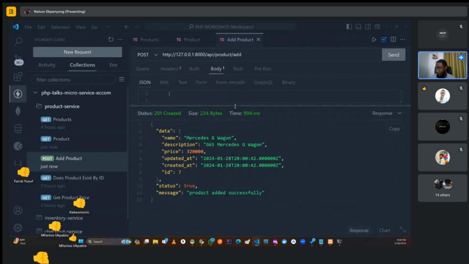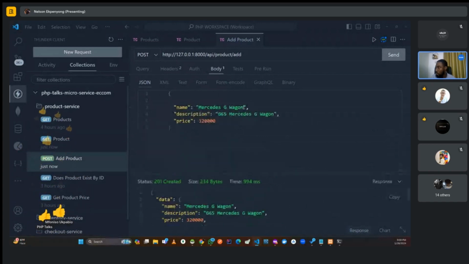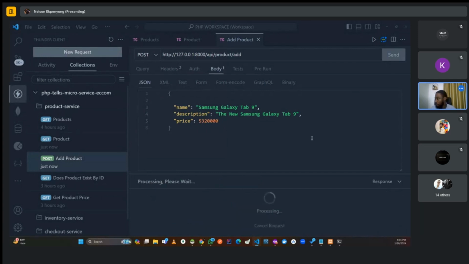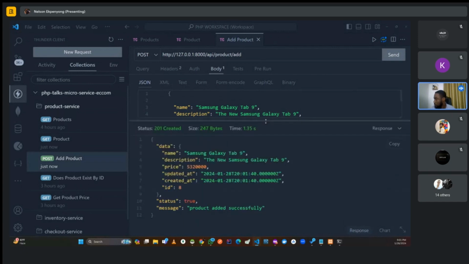Right? So let's add one more. Any other person, just one more before we go. Quick. Samsung Galaxy Tab 9. Good. Samsung Galaxy Tab 9. All right. Okay. How much is our Galaxy? All right. Good. So we have 7 and 8.